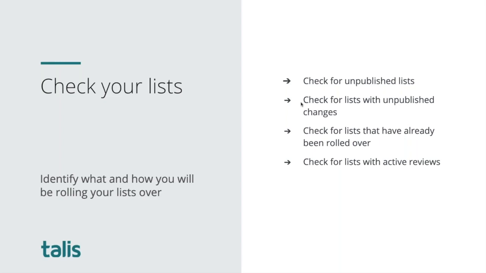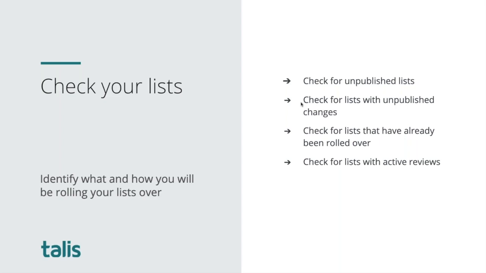The same for checking unpublished changes. It's important to know that rollover will only take a copy of the published version of a list, so any unpublished changes won't be copied across. Again, that's a good thing to point out to your academics and those people editing lists, that if those edits aren't published, they'll have to redo those edits on the new version.